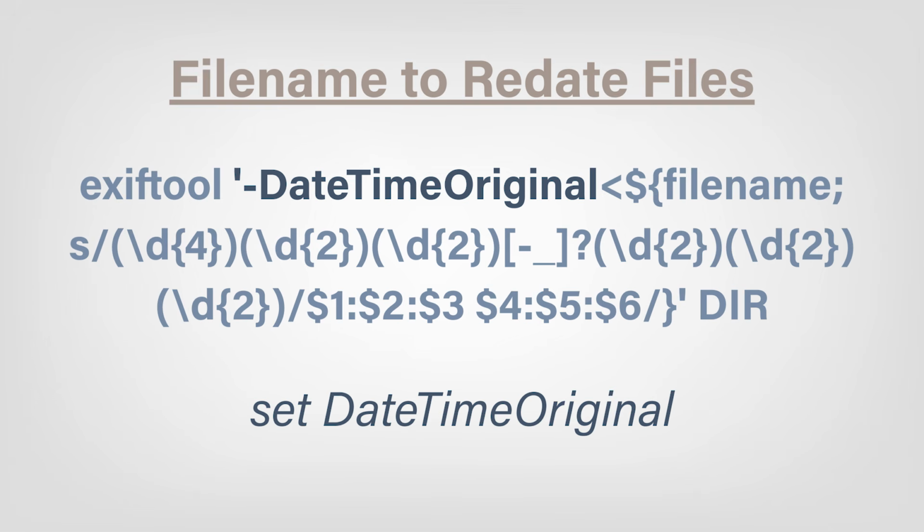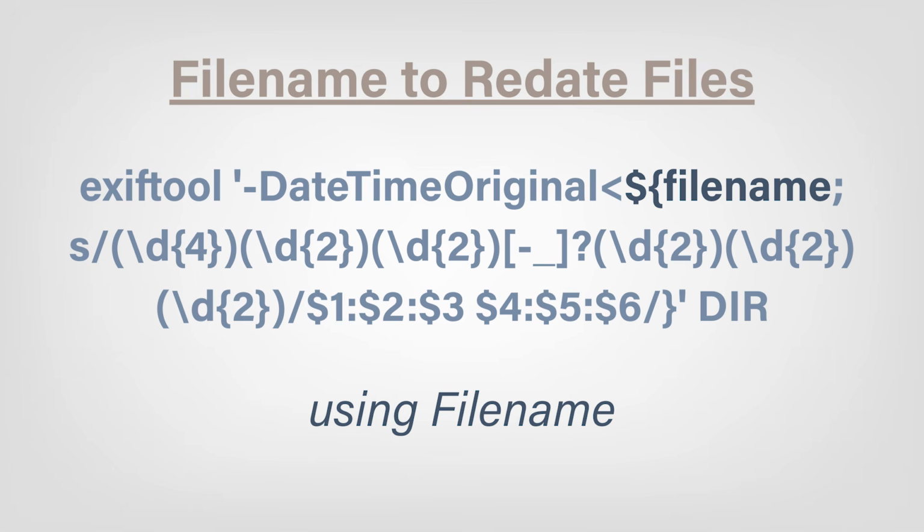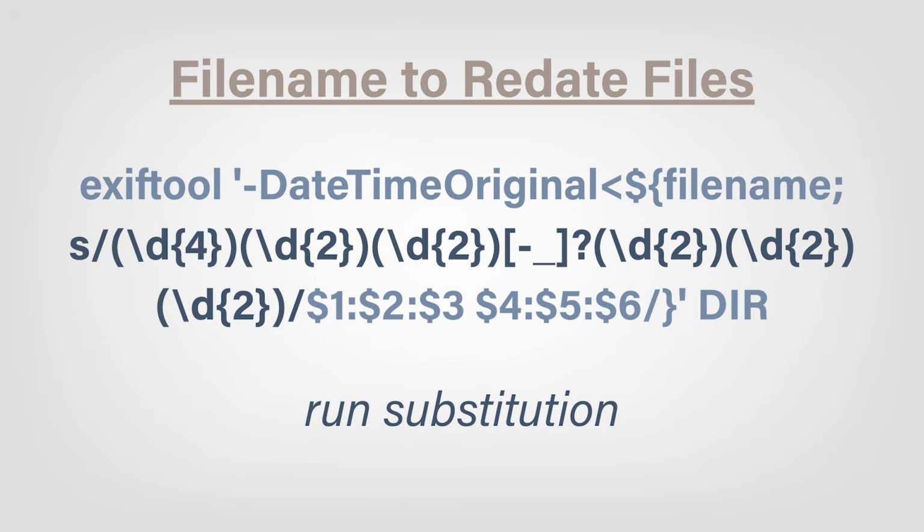So the -DateTimeOriginal means set the DateTimeOriginal metadata tag based on whatever is inside the next bit, the brackets. The $FileName basically means grab the file name itself, and then we're going to run this kind of substitution. So all of this, the S and the Ds and all this kind of stuff, is a regex pattern. It looks for 6 groups of numbers in the file name.